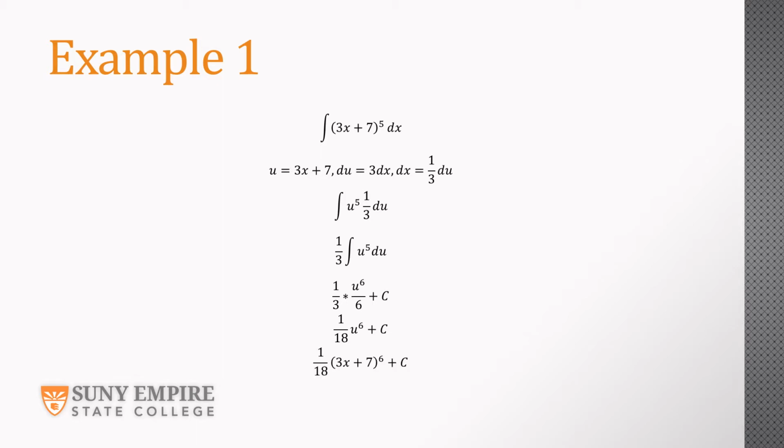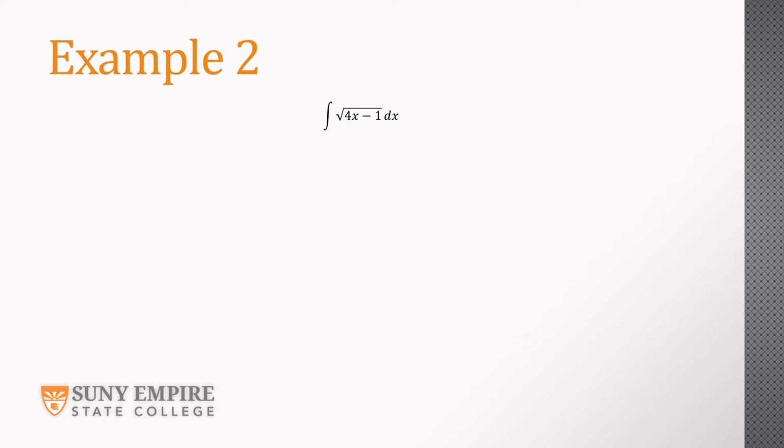To finish, we substitute the original expression back in for u. We have 1/18 the quantity 3x plus 7 raised to the sixth power plus c. Let's look at one more example.